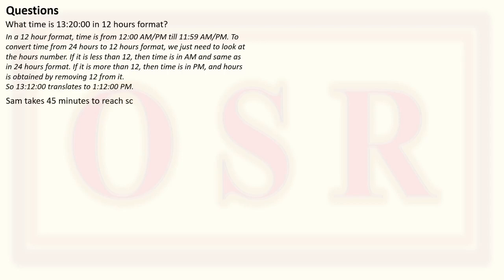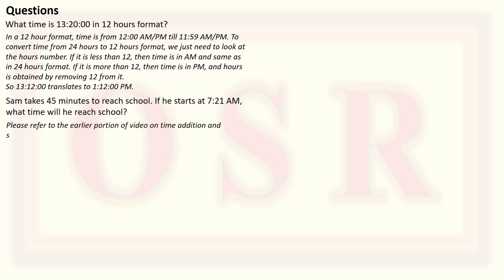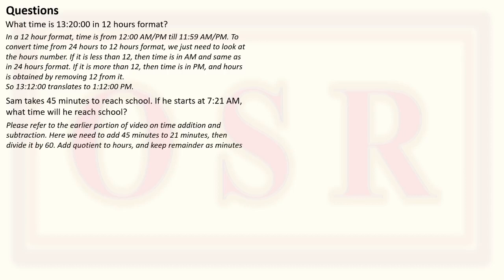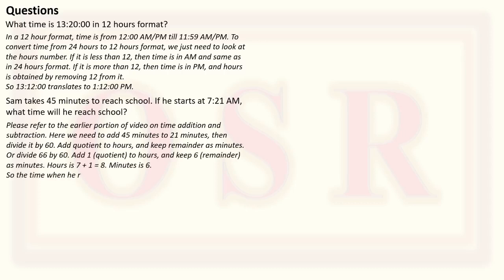Next question. Sam takes 45 minutes to reach his school. If he starts at 7:21 am, what time will he reach school? Yes guys, it's an addition problem. Please refer to the earlier portion of video on time addition and subtraction. Here we need to add 45 minutes to 21 minutes, then divide it by 60. Add quotient to hours and keep remainder as minutes. Or divide 66 by 60, add 1 quotient to hours and keep 6 remainder as minutes. Hour is 7 plus 1 is equal to 8, minute is 6. So the time when he reaches school is 8:06 am.